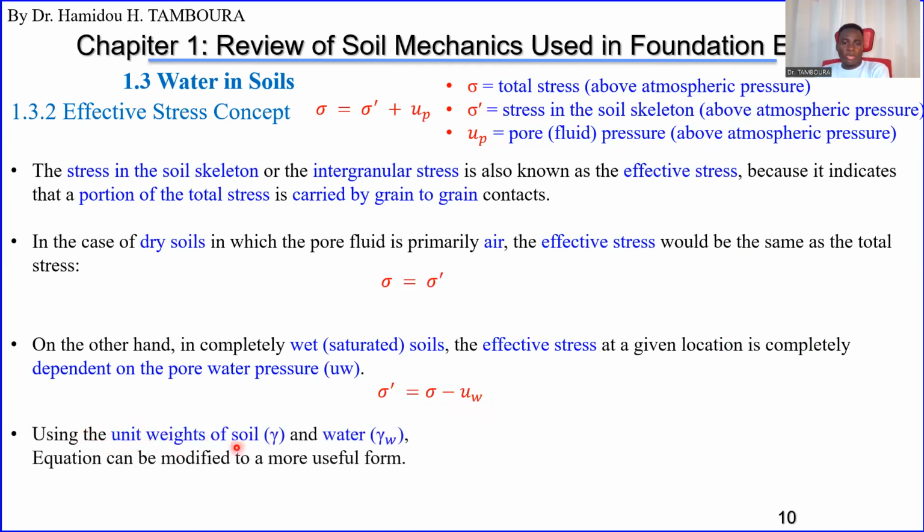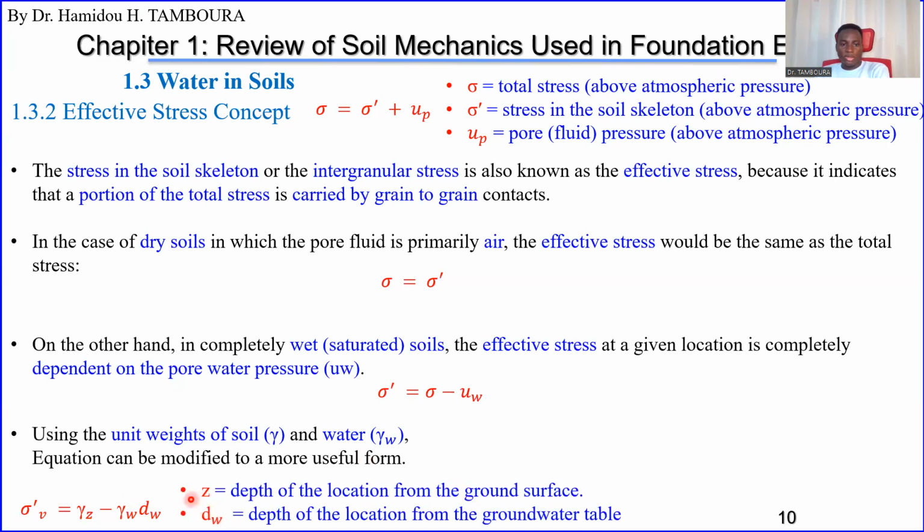So using the unit weight of soil, this is gamma, and unit weight of water, gamma W, this equation we can modify into a very useful form. We can do it like this. Unit weight of soil gamma times Z, and this is pore water pressure, unit weight of water multiplied by dW. Z here, I will explain what is dW.